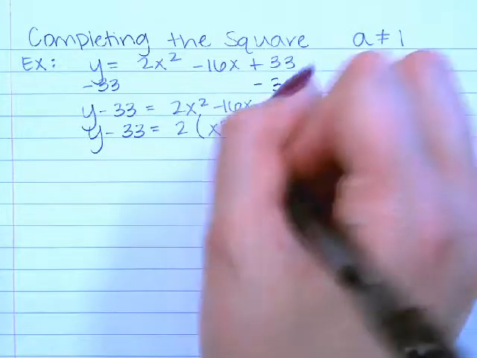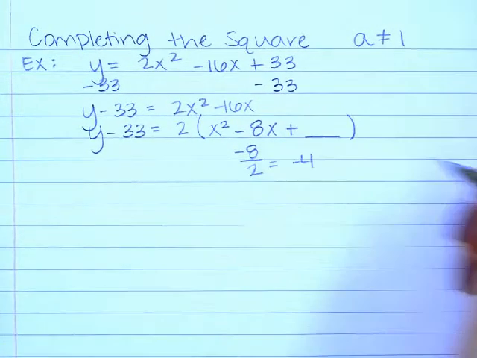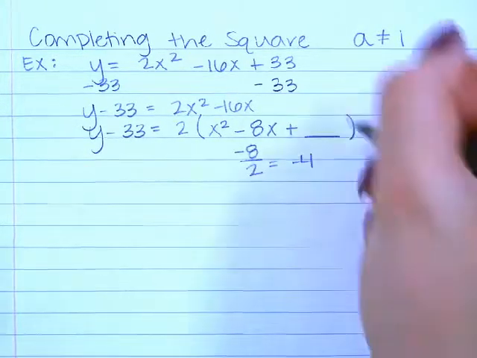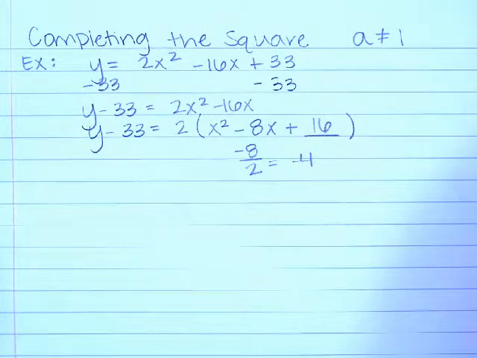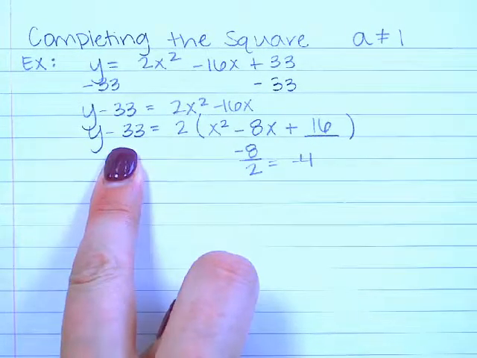So now I do the step like normal. I'm going to say that middle term divided by 2 is negative 4. And negative 4 squared is 16. So 16 is the number that completes the square. So now I have to think about, just like normal, if we added something to the right side, we have to add that same thing to the left side.